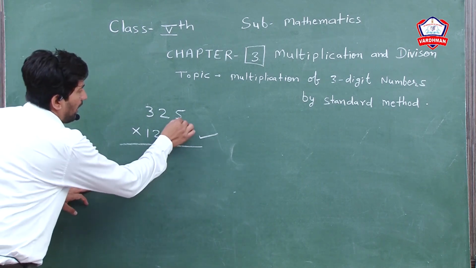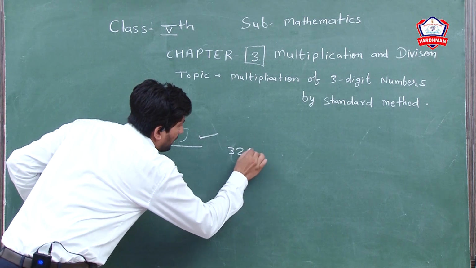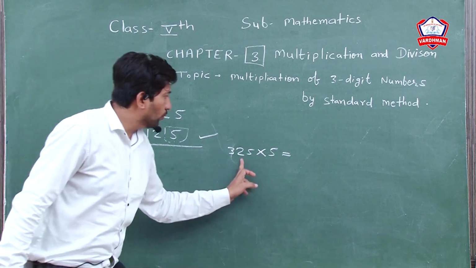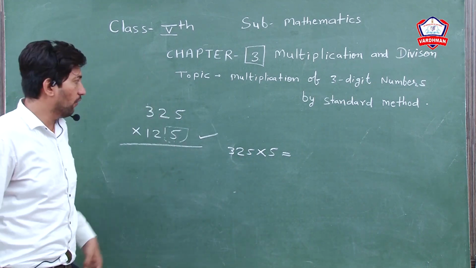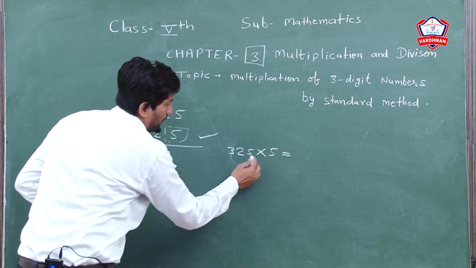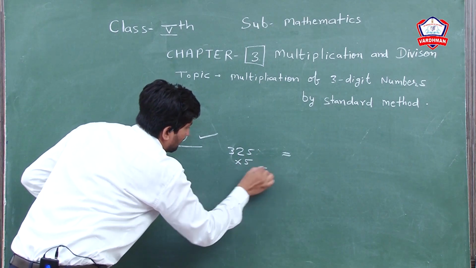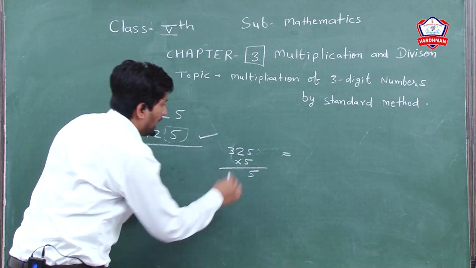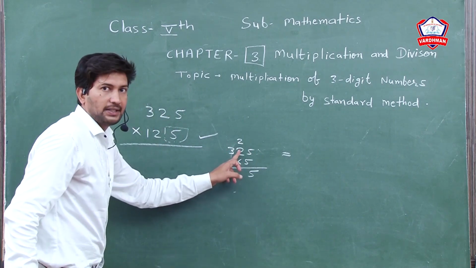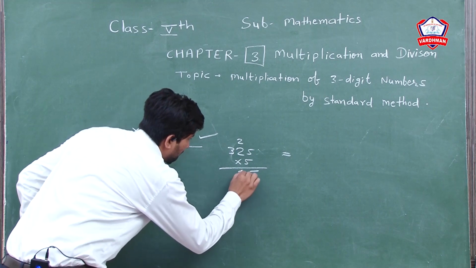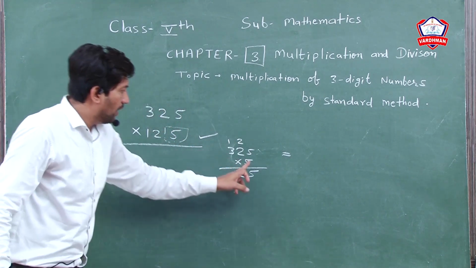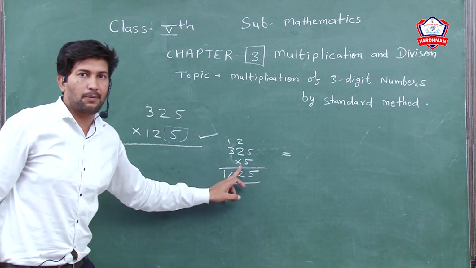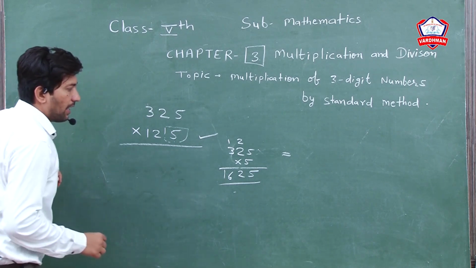Now 325 multiplied by 5. You can do another part on your worksheet. 5 5s are 25. 5 is written and 2 is carried. 5 2s are 10, add 2 is 12. 2 is written and carry is 1. 5 3s are 15 and add 1 is 16. The resultant product is 1625.